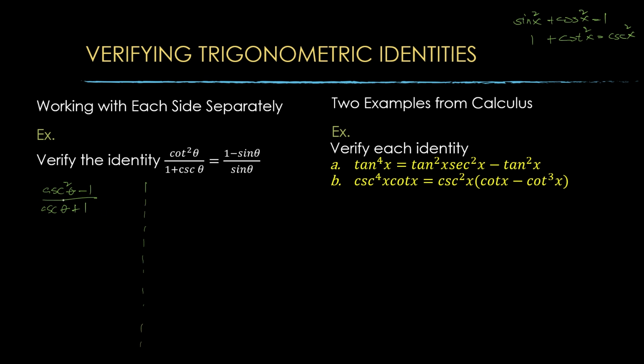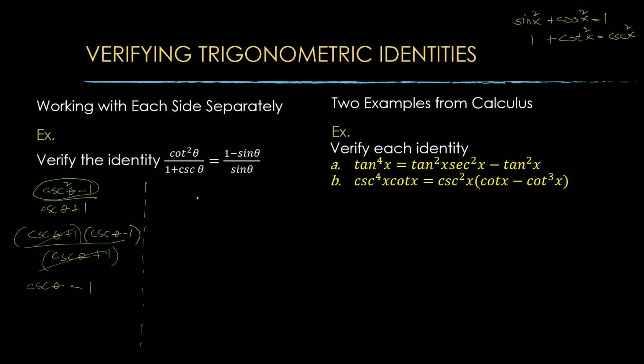Okay, so for this one, what can we do? Anong pwede natin gawin? We can factor the numerator. So for the numerator, we can have cosecant of theta plus 1 and the cosecant of theta minus 1. If you multiply those two binomials, you get the numerator, all over the cosecant of theta plus 1. So basically, this one cancels out. You'll be left with the cosecant of theta minus 1. Okay?